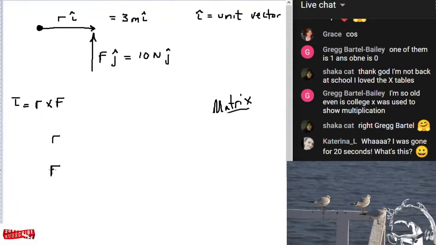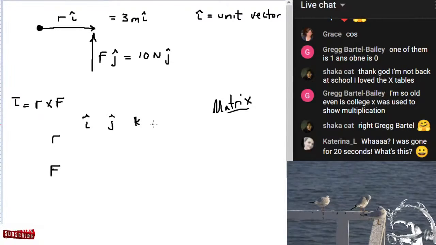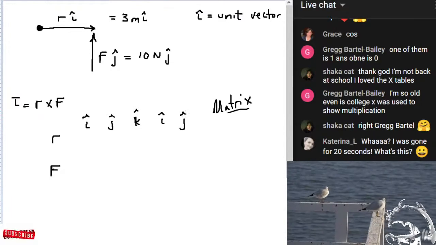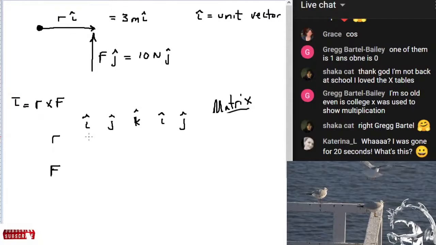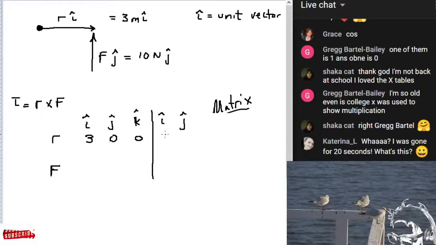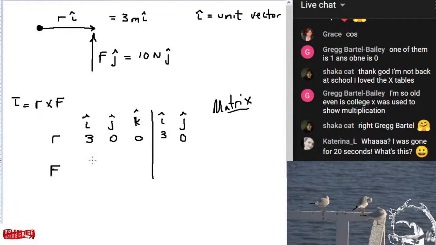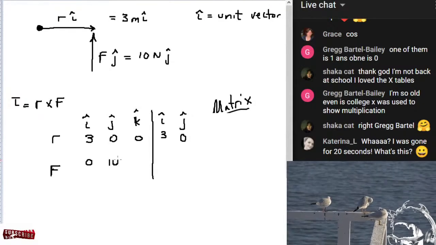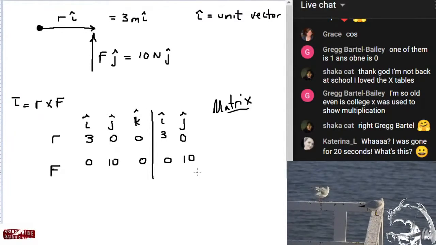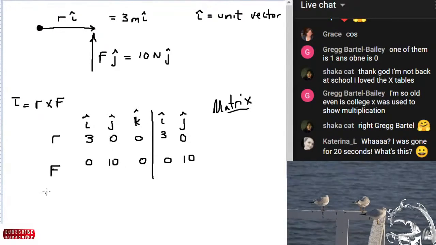R, F, I, J, K, I, J. So this is 3, 0, 0. This is 3, 0. And then F was 0, 10, 0, 0, 10. 1, 2, 3. 1, 2, 3.